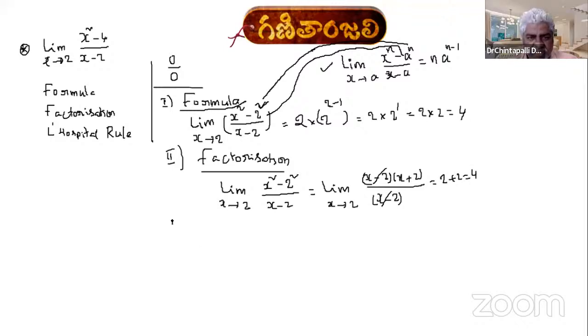Now, which method are we using? L'Hospital rule. Same question, three methods. It is L'Hospital rule.